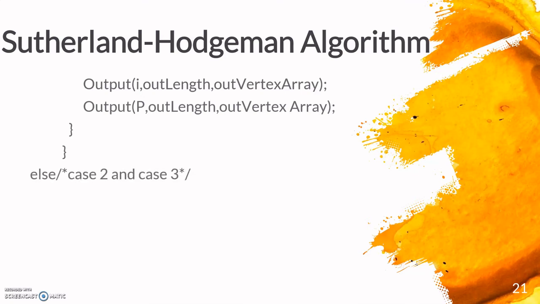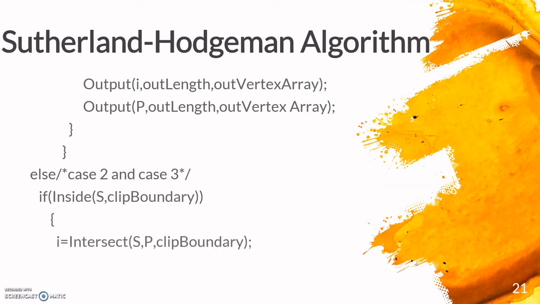Now the else part is for case 2 and case 3. If inside of S, clip boundary, what's next? We'll be first looking for case 2. That is, the intersection point is there. So I is equal to intersect of S, P, clip boundary. We'll be outputting only I, out length, out vertex array.